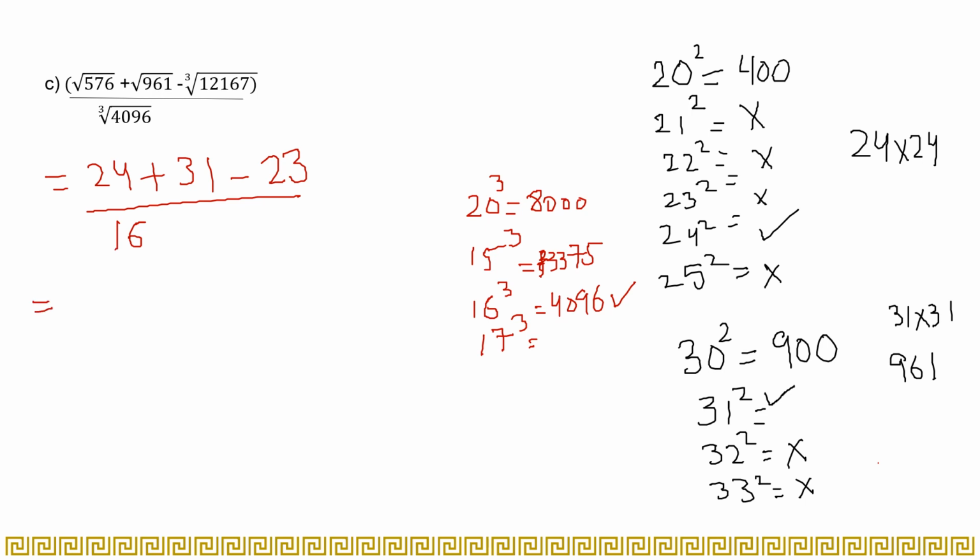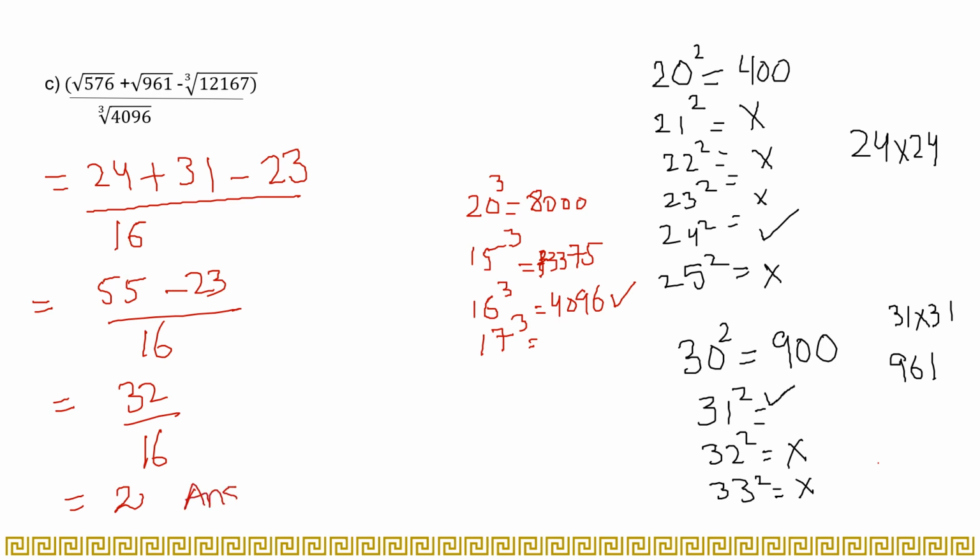Now adding 24 and 31, it gives you 55, alright, and minus 23 divided by 16. Now subtracting 23 from 55, it gives you 32 divided by 16. Now 32 divided by 16 gives you 2, because 16 times 2 is 32, and this will be your answer, right?